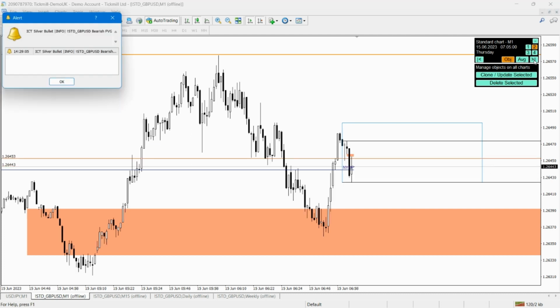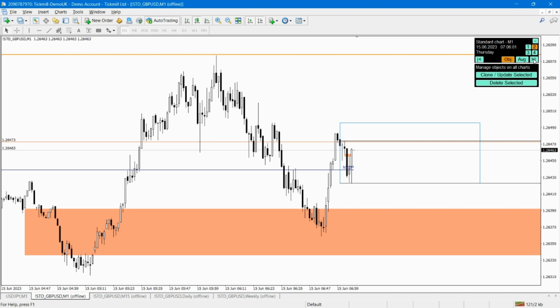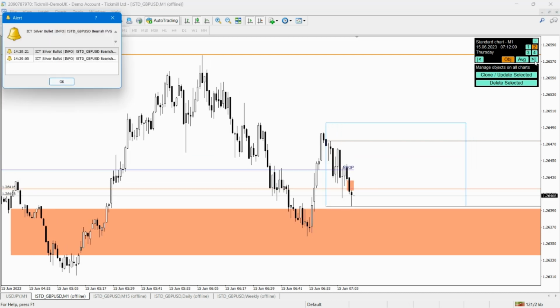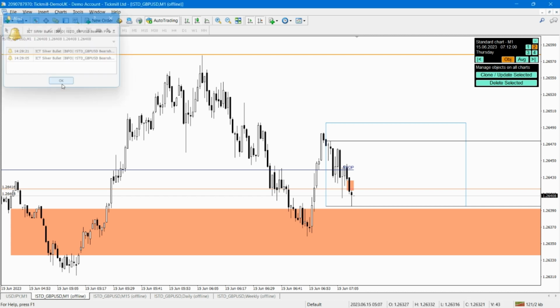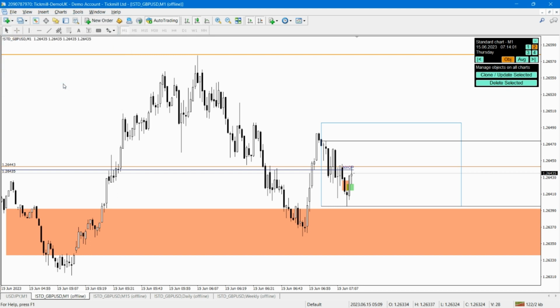So here I have a first bearish fair value gap. Because I'm searching for buys, I will not take it into consideration, which is normal. I'll continue. Another fair value gap, which is bearish. I will ignore it. And here I have the first bullish.